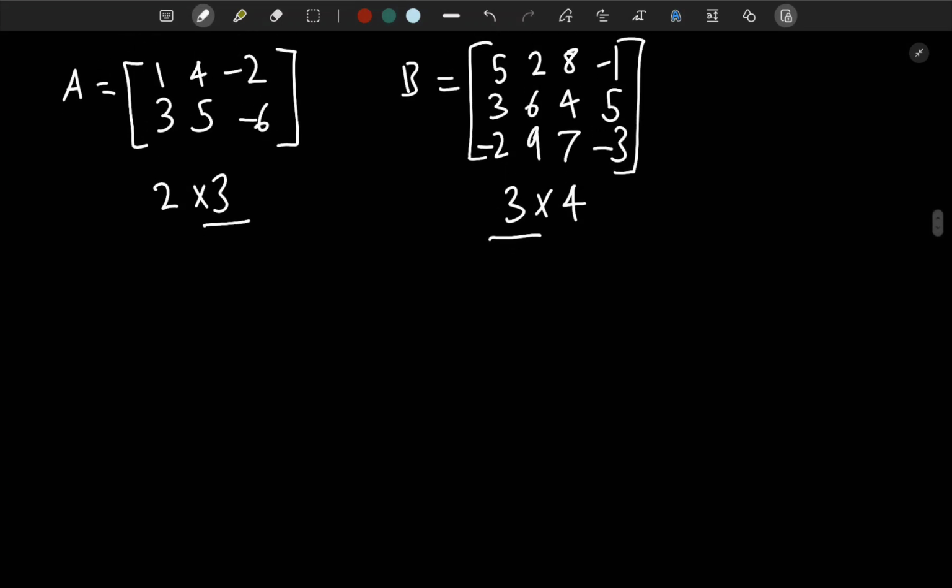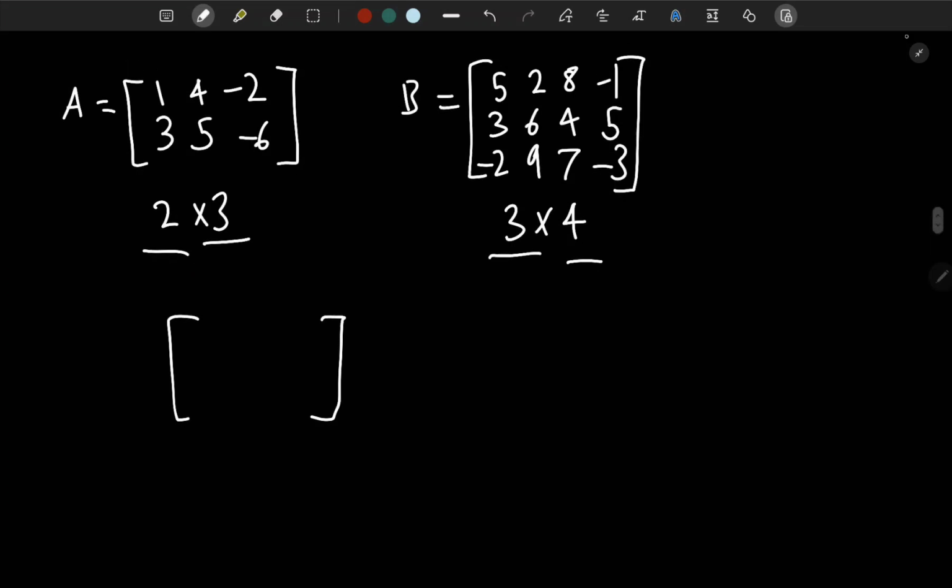And we know that the final matrix is going to be a 2 by 4 matrix. So we can directly draw a 2 by 4 here, 2 rows and 4 columns. Now let's start the row by column multiplication. We take the first row of matrix A multiplied by the first column of matrix B, and this will be the first element over here. Once we move on, it will be first row, second column. So let's start doing that.